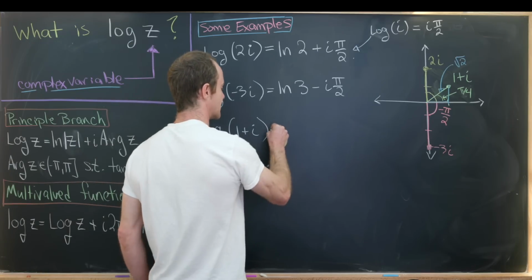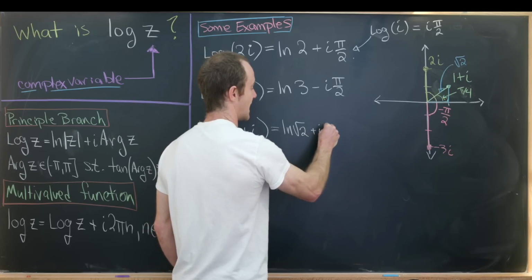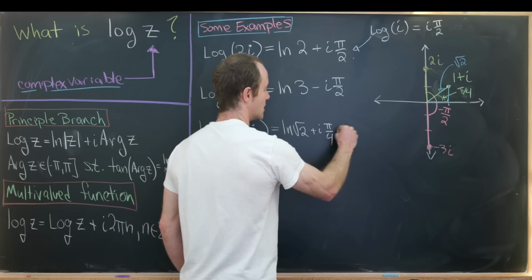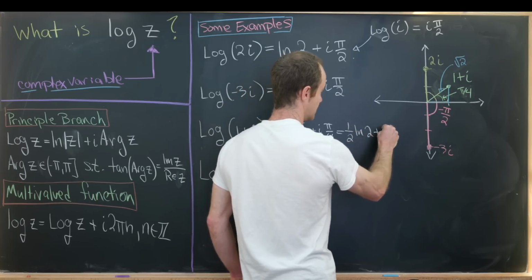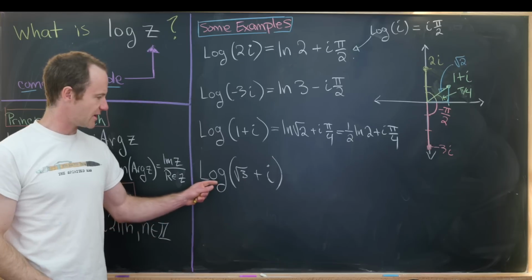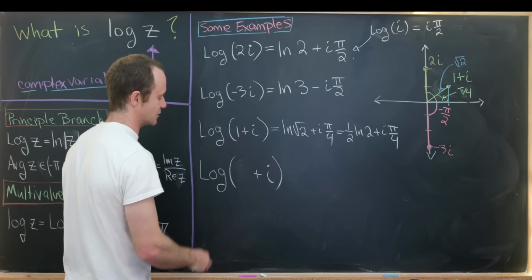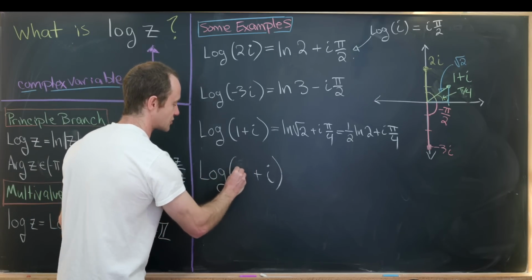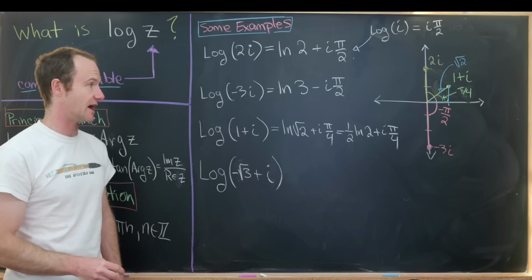So putting that all together, we get the natural log of the square root of 2 plus i times pi over 4. We could simplify that if we wanted to: 1/2 natural log of 2 plus i times pi over 4. And then for our next one, I'll change this on the spot just so that it's a little bit easier to work with. Let's use the natural log of negative square root of 3 plus i.